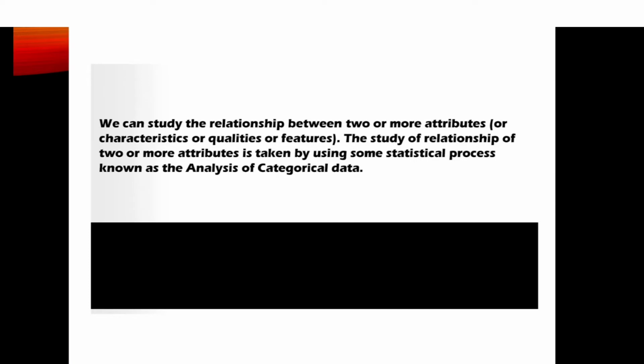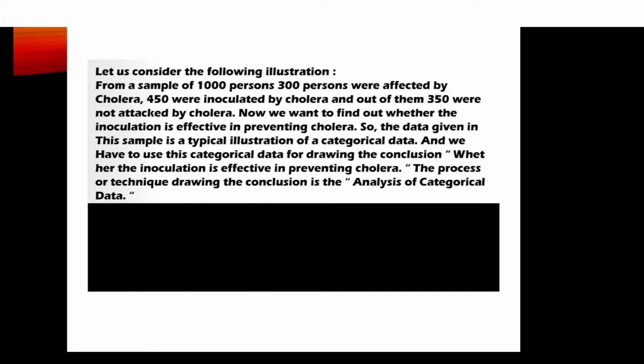We can study the relationship between two or more attributes or characteristics or qualities or features. The study of relationship of two or more attributes is taken by using some statistical process known as analysis of categorical data. So, here is the example of two attributes. First, inoculation, and second, attack by cholera. Let us consider the following illustration.